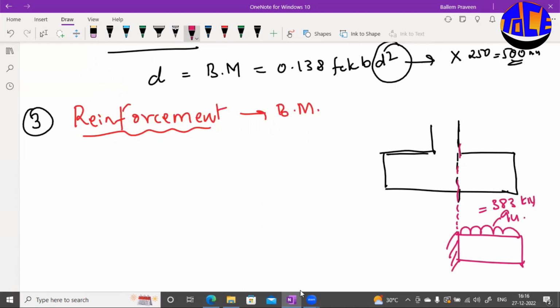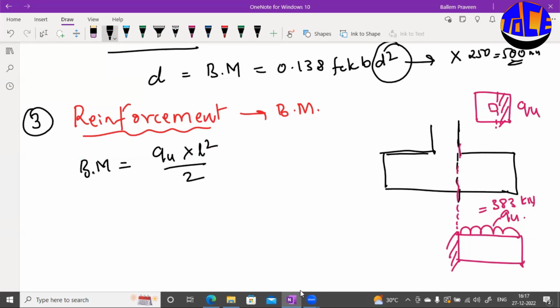Remember, this load is acting throughout the width, something like this. Here you are having a column, and throughout this shaded region this QU is acting. Let us calculate. Firstly, let us find out the bending moment. For a cantilever, the bending moment is equal to QU, the load, into L square by 2.